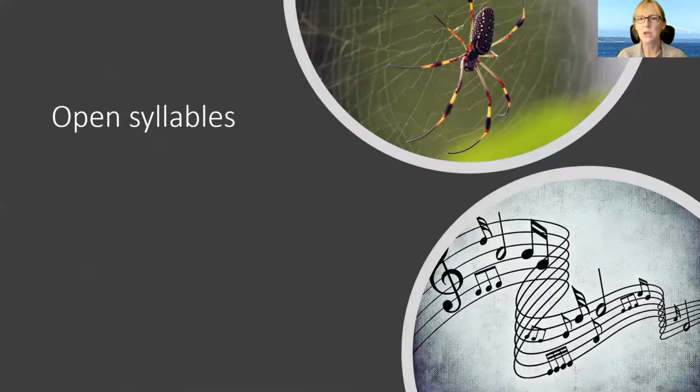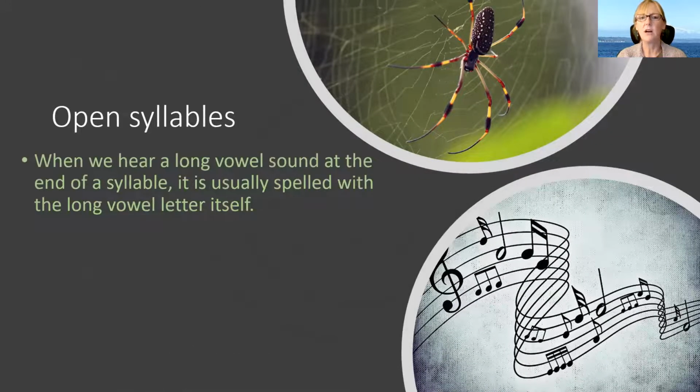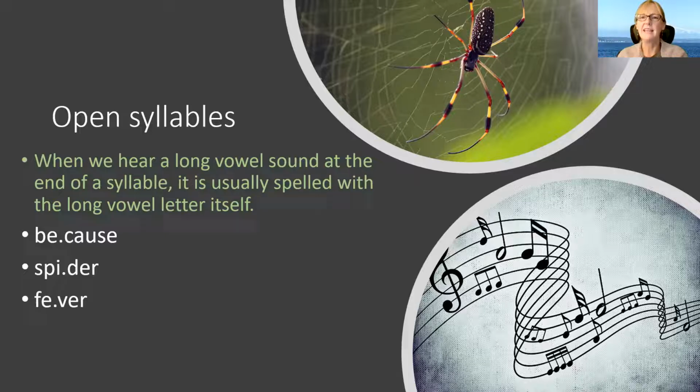Also, remembering just open syllables. When we hear a long vowel sound at the end of a syllable, it is usually spelled with the long vowel letter itself. So B, B-E, because. Spider, spy, S-P-I, is that first syllable. That's that long I sound spelled with an I. Fever, again, open syllables. It's important to hear an open syllable so you know that probably you're going to spell it with a long sound. Music, M-U, long U sound is spelled there at that open syllable.